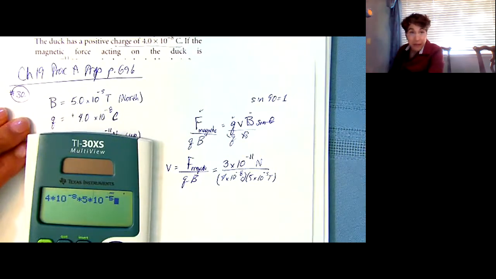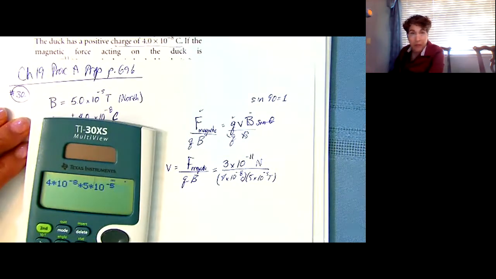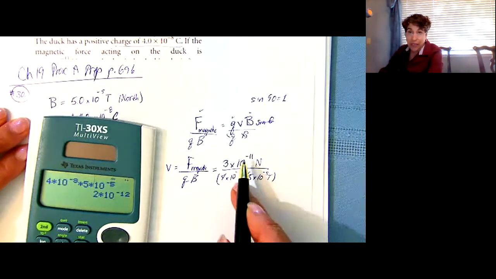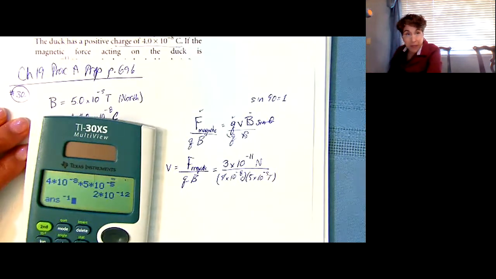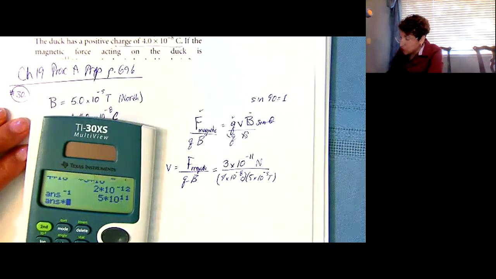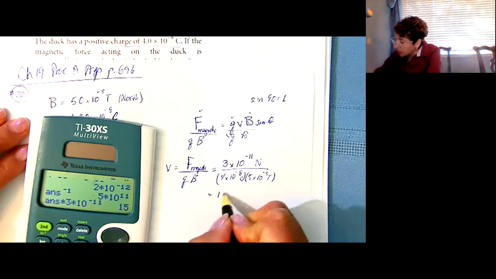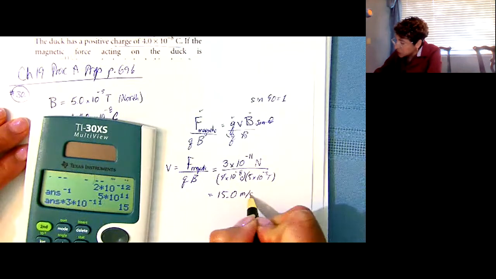Okay, bring that down. All right, so that's my denominator. There's the denominator. Very nice. So I want to invert that, because if I invert that, then I can just multiply it to this guy. So give me the inverse of that. There's the inverse. Now I multiply that to the numerator. 3 times 10 to the negative 11. And I get exactly 15, or 15.0 meters per second.